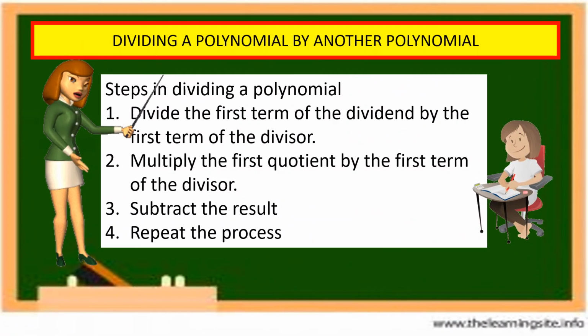Polynomial by another polynomial. Steps in dividing a polynomial. Number 1. Divide the first term of the dividend by the first term of the divisor. Number 2. Multiply the first quotient by the first term of the divisor. Number 3. Subtract the result. And number 4. Repeat the process.